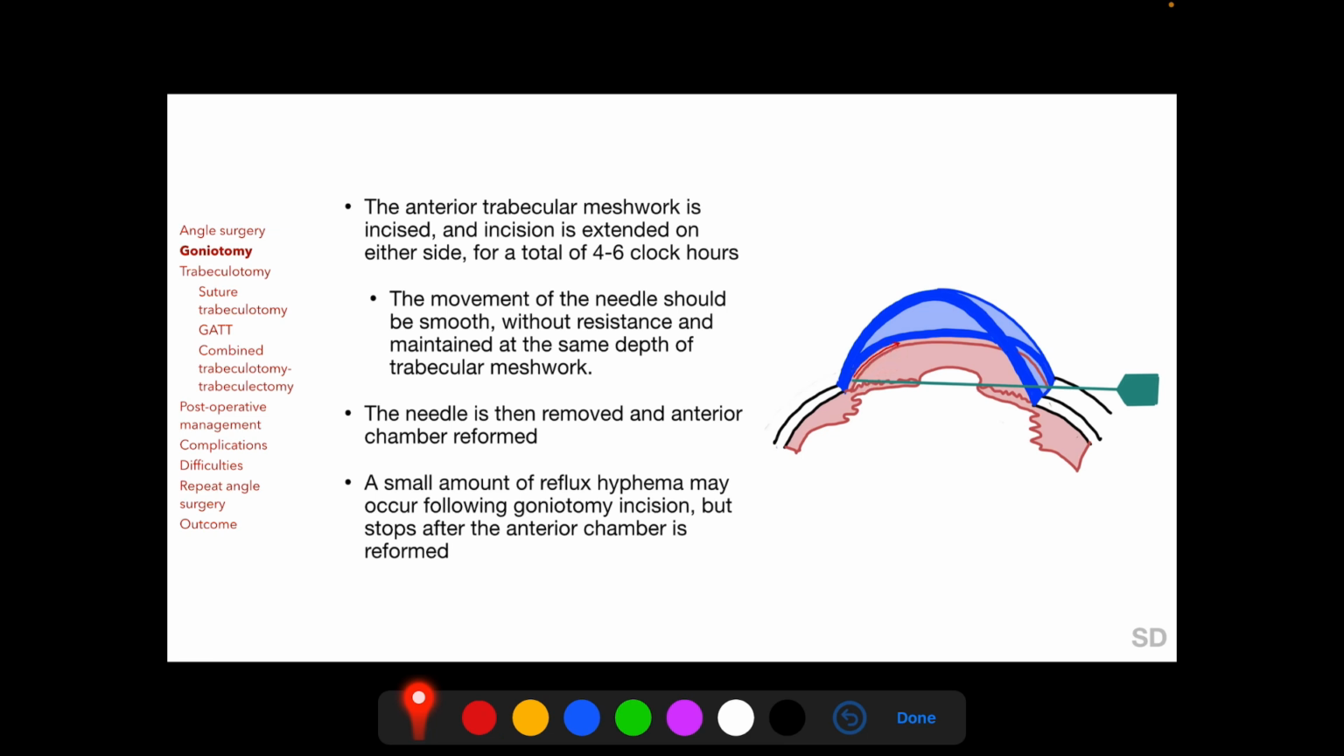During the creation of this incision with the needle, the movement of the needle should be smooth without any resistance and should be maintained at the same depth of the trabecular meshwork. The needle is then removed and the anterior chamber reformed. As we have mentioned, a small amount of reflux hyphema may occur following the goniotomy incision, but usually stops after the anterior chamber is reformed.